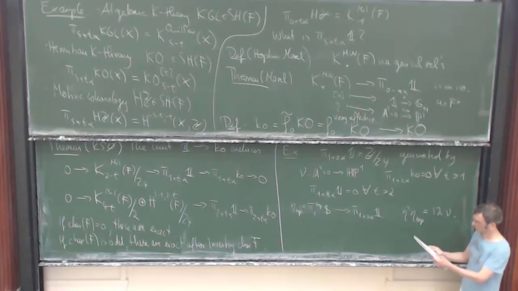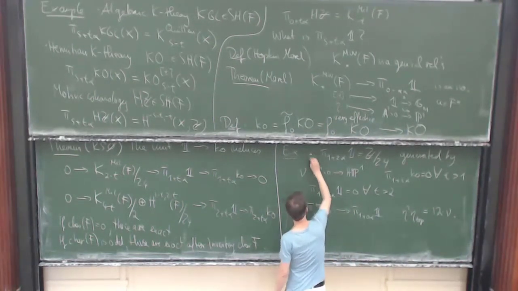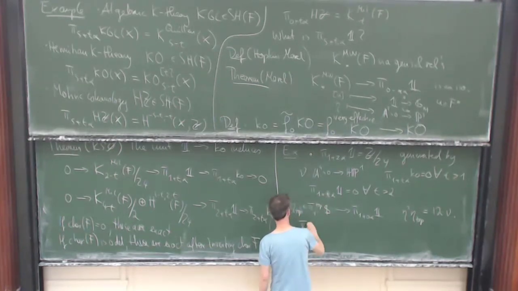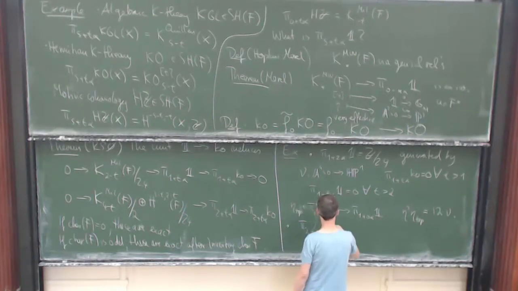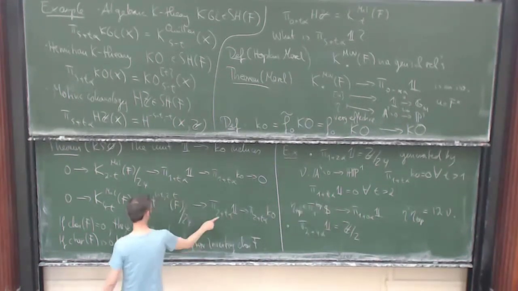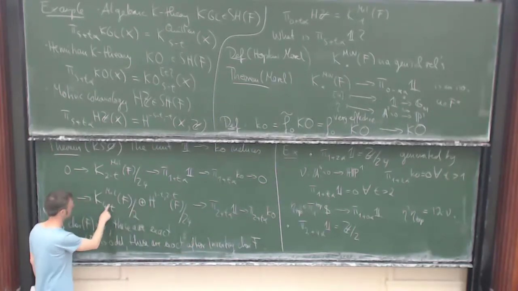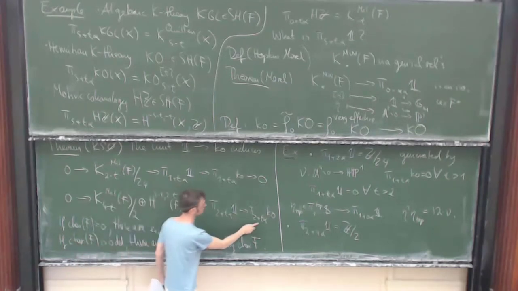But let me write down something for pi 2 now. So for pi 2, we have pi 2 plus 4 alpha. This is the case when t is 4, then here you have a Z mod 2. This here is 0 in this case, and also this here is 0.